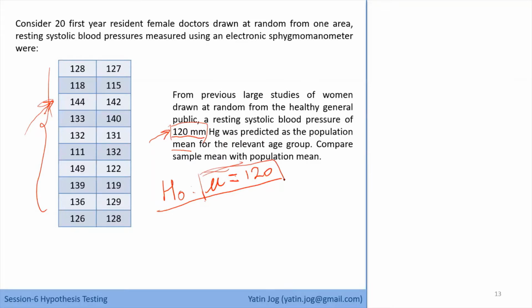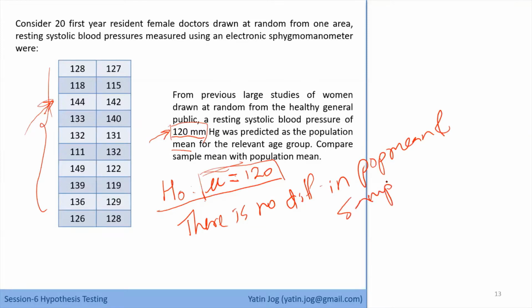How can I write this statement? There is no difference between population mean and sample mean. Both are the same. Because the population mean is 120, I am considering the sample mean also 120. I need to check whether my statement, my assumption, is correct or not.